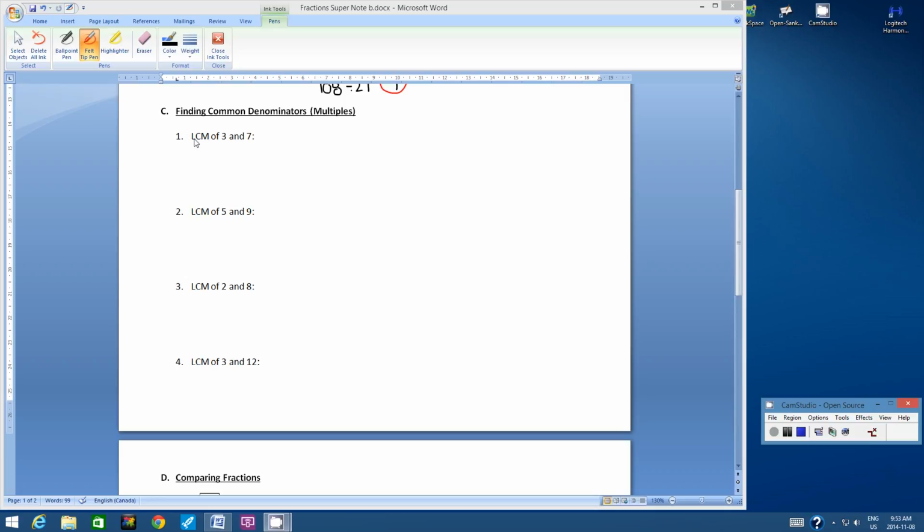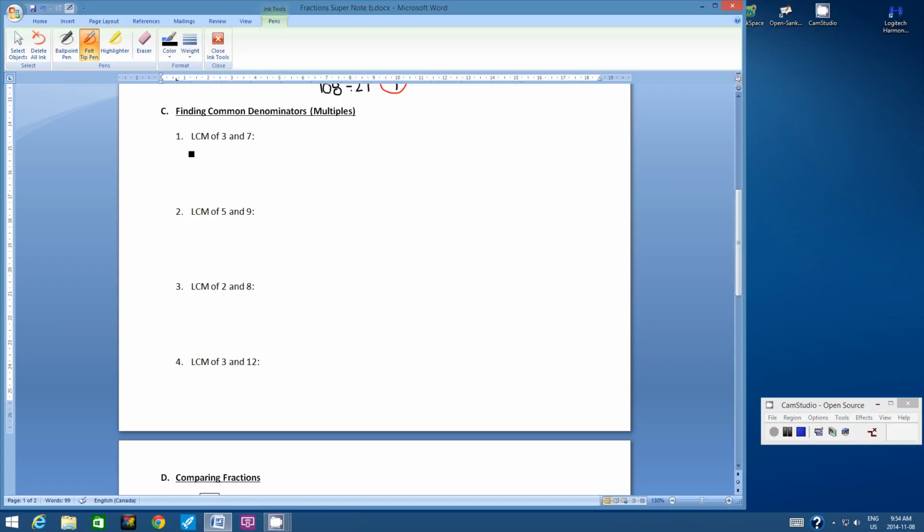Lowest common multiple, LCM stands for lowest common multiple, of 3 and 7. So this is how you set up this type of question. We're going to write the first number here, 3, and then 7 down here. We're going to generate two different lists. The first list is multiples of 3, and the second list is multiples of 7. In order to find multiples, we just multiply the number by numbers in ascending order.